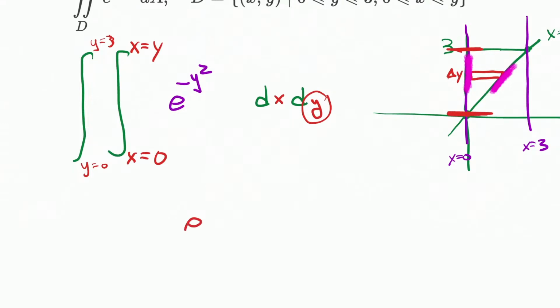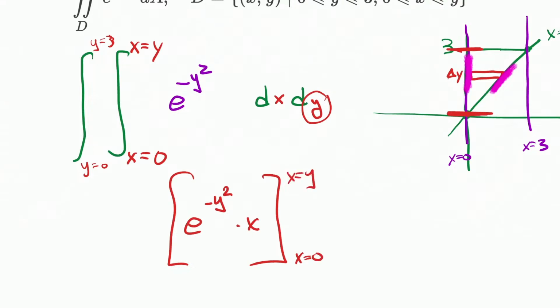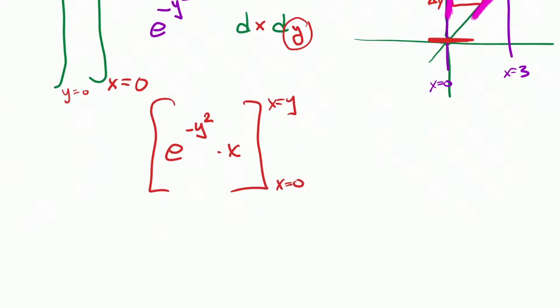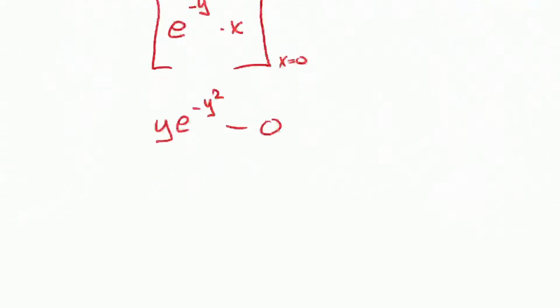Okay, so let's see. This is going to be e to the negative y squared times x, evaluated from x equals 0 to x equals y. That's the inner integral. So that's going to be e to the negative y squared times y minus 0. I'll put the 0 in. So there's the inner integral. Now the outer integral, y e to the negative y squared.